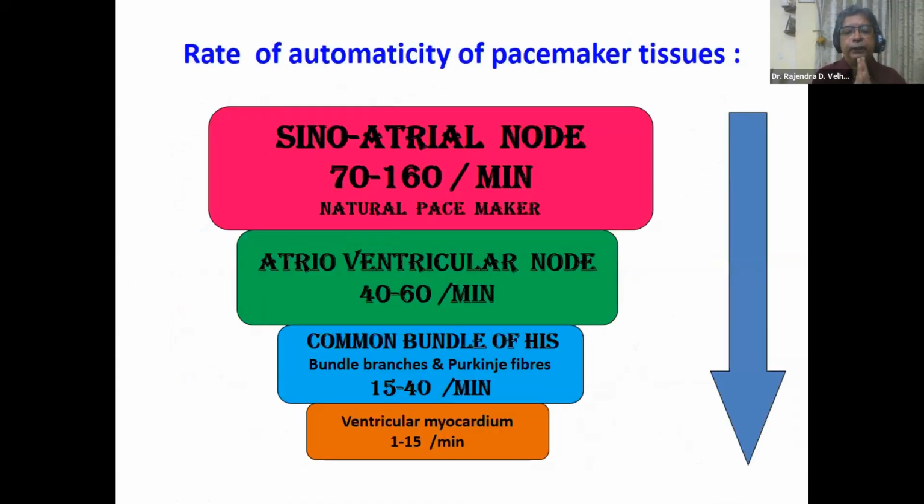Now, the rate of discharge of these pacemaker tissues varies. It is highest with the SA node, that is 70 to 160 beats per minute, and therefore we say it is the natural pacemaker of the heart. Then followed by the atrioventricular node, which can pace the heart at 40 to 60 beats per minute, followed by the common bundle of His, which can pace the heart at 15 to 40 beats per minute, and lastly, the ventricular myocardium, as a last-ditch effort to sustain life, can pace the heart at a rate of 1 to 15 beats per minute.